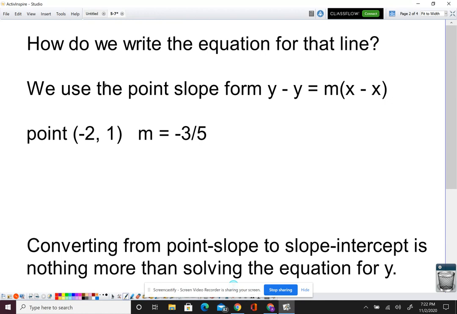So how do we write the equation for this line? We're going to use the point slope form, y minus y equals m times x minus x. We're going to use the point (-2, 1) and the slope of -3/5. Well, first off, we're going to put that slope in there, -3/5. We're going to keep the first x, replace the second x with the x coordinate from the point, which is -2. We're going to keep the first y, replace the second y with the y coordinate.